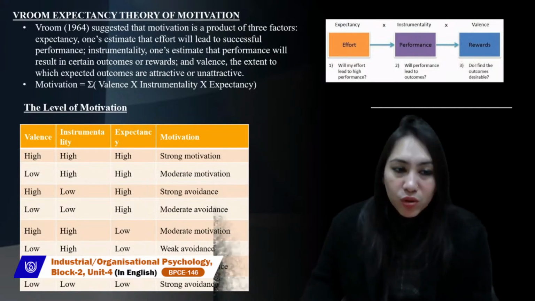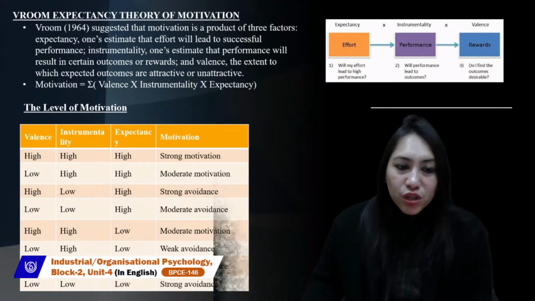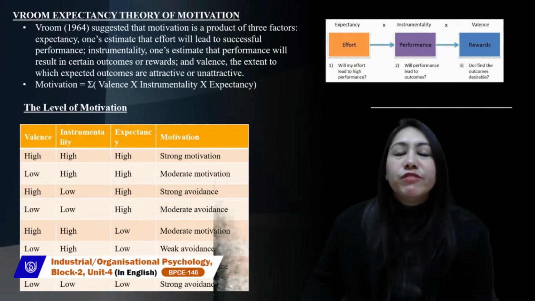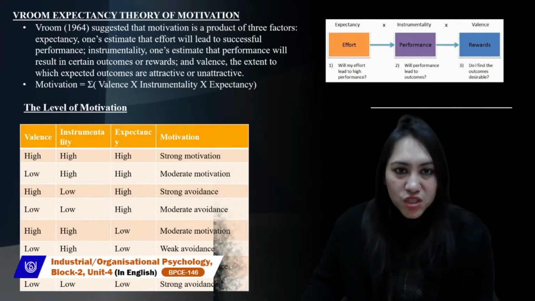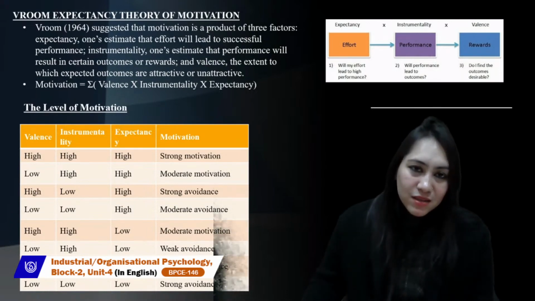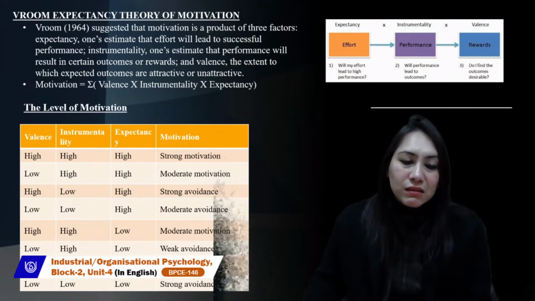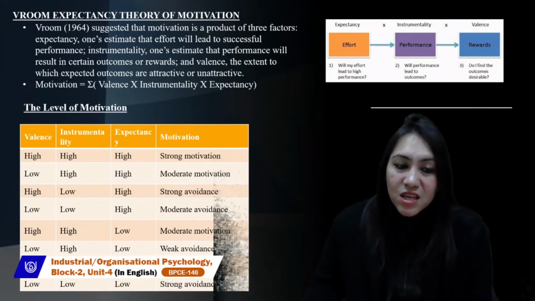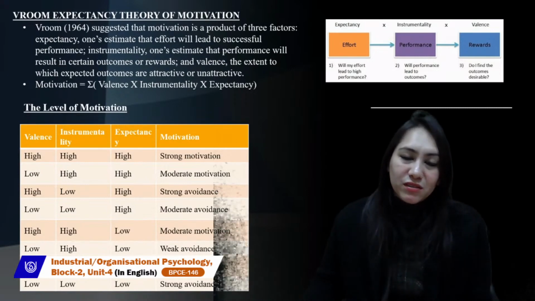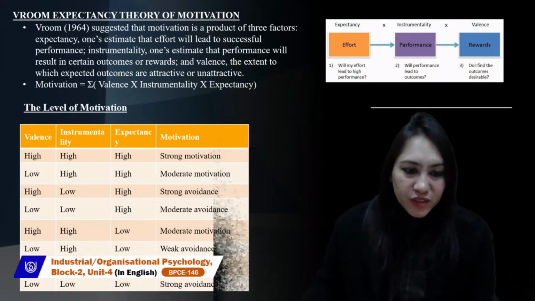Now, high expectancy: you put in a lot of effort, but you have a very low performance coming out, and a very low reward. Here, the people are moderately motivated. The reason is that they are putting in a lot of effort here, so they still feel motivated.